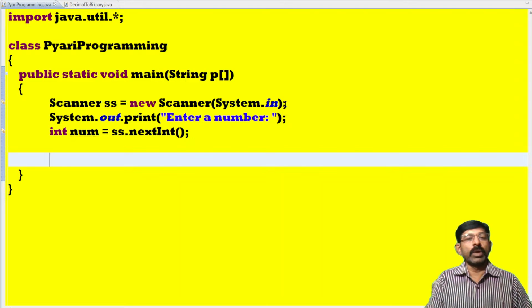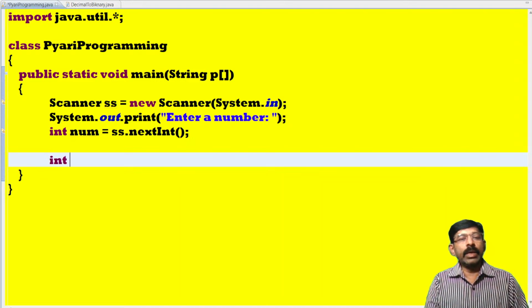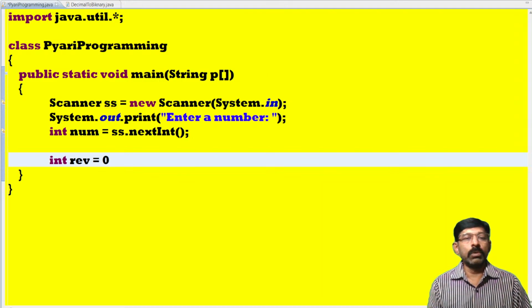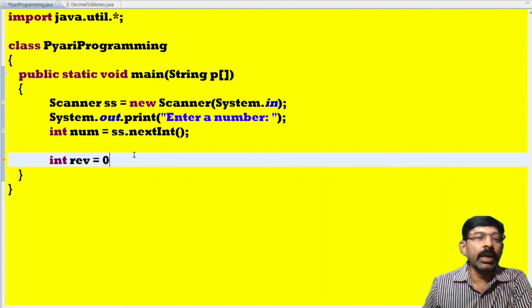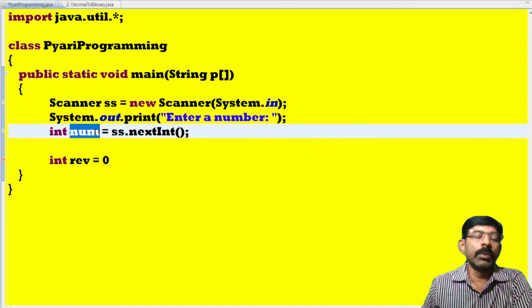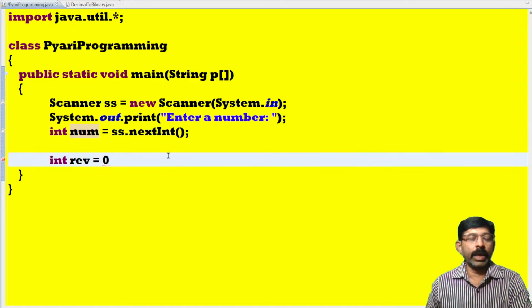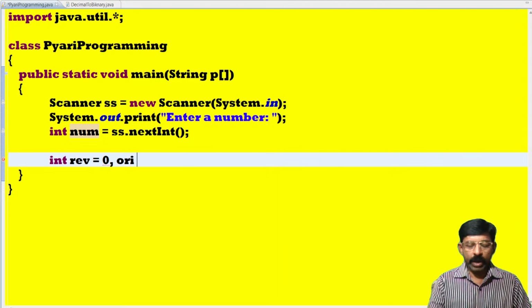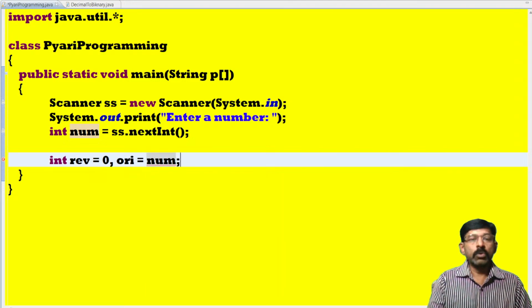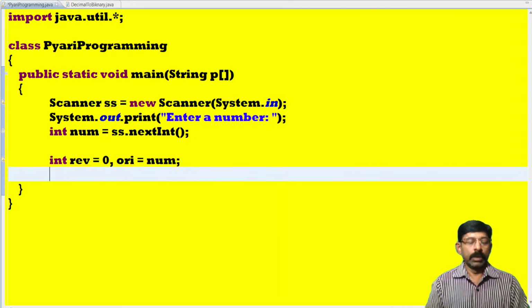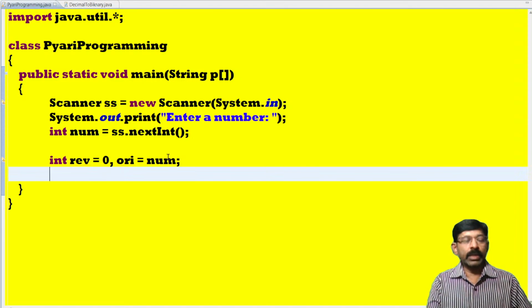Look at this. How to get a reverse, you know. int rev is equal to 0 initially, but though I want to get the reverse of this number, the number will become 0. So I need to take a backup of it. So I'm saying ori is equal to num to store a backup of the number. After that, we know how to get the reverse of a number.